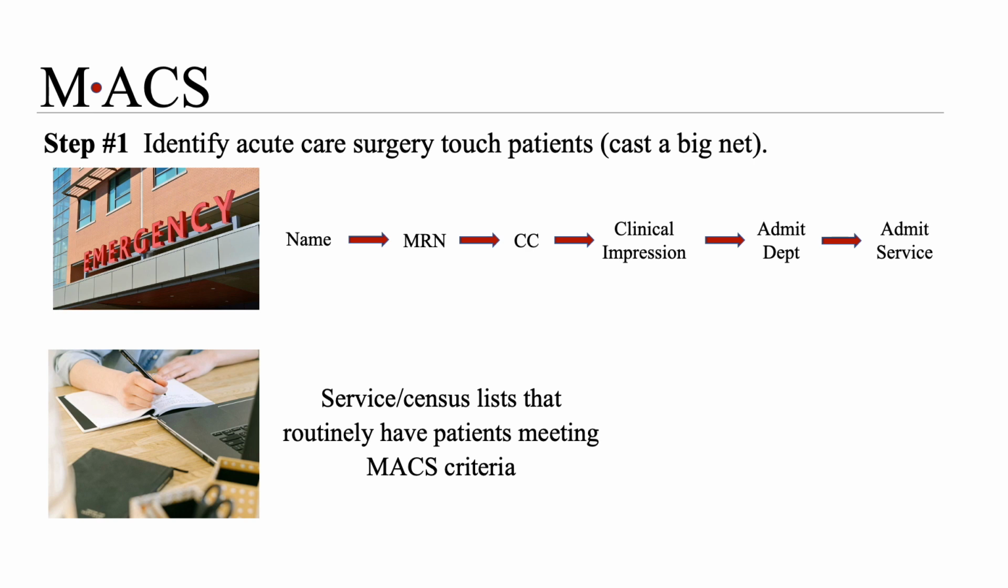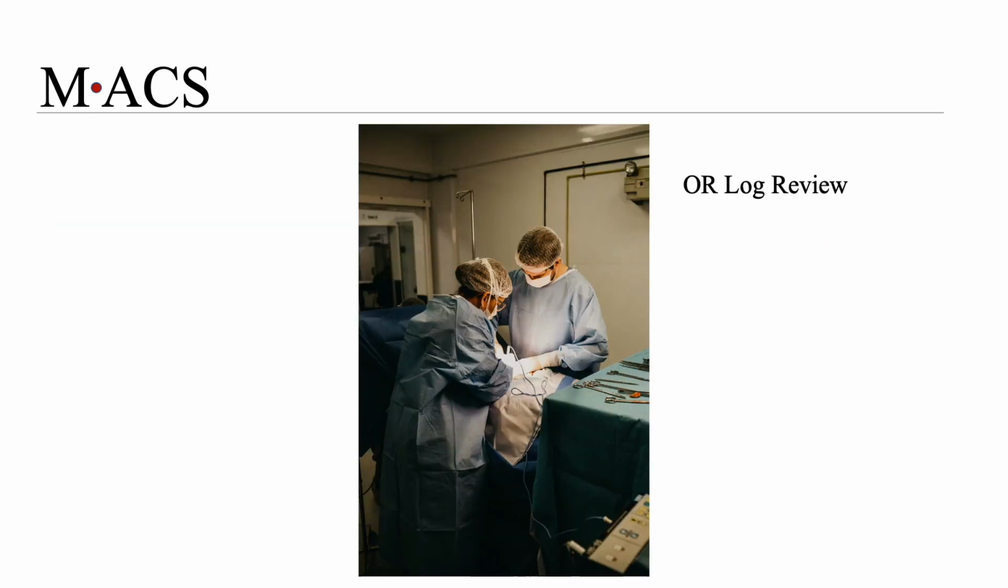You should also review the service and census lists. Later, you can go back and use your OR log as a cross-reference to find any surgical patients who had not previously been identified from the ER or service lists. For example, you may find outpatient surgical cases, such as an appendectomy patient who was admitted, had surgery, and discharged all on the same day.